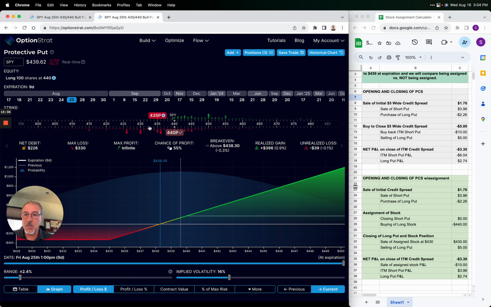But if you're newer to this, the concept of assignment might freak you out. But the math here shows that there's really nothing to get freaked out about. It's the exact same position so long as none of this has expired.